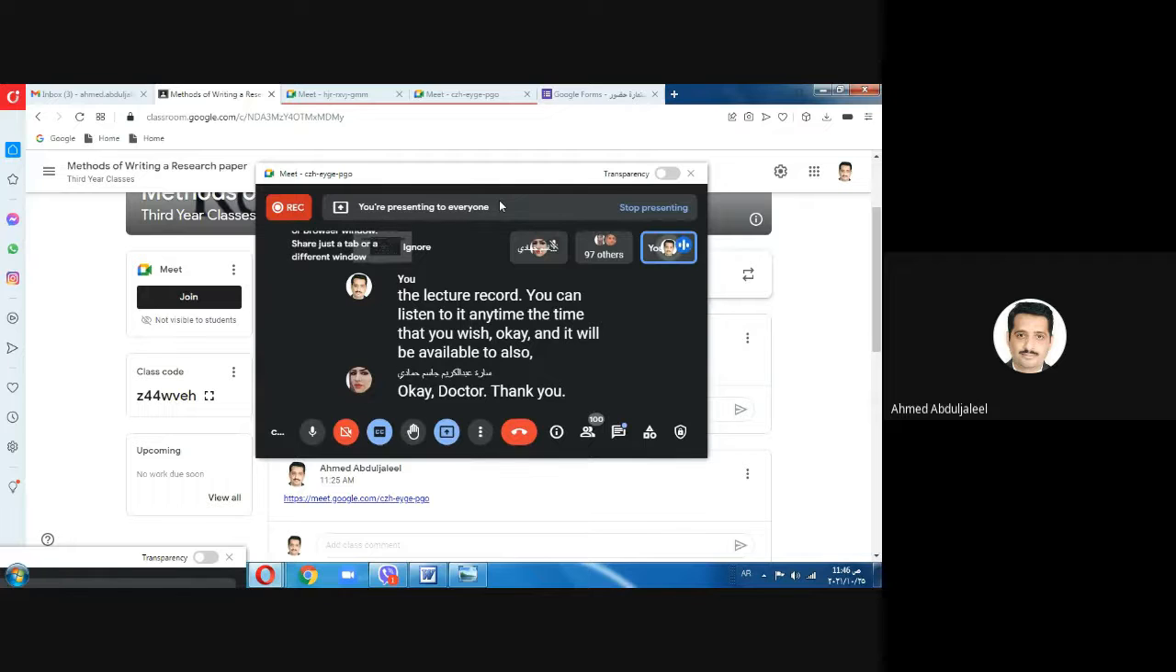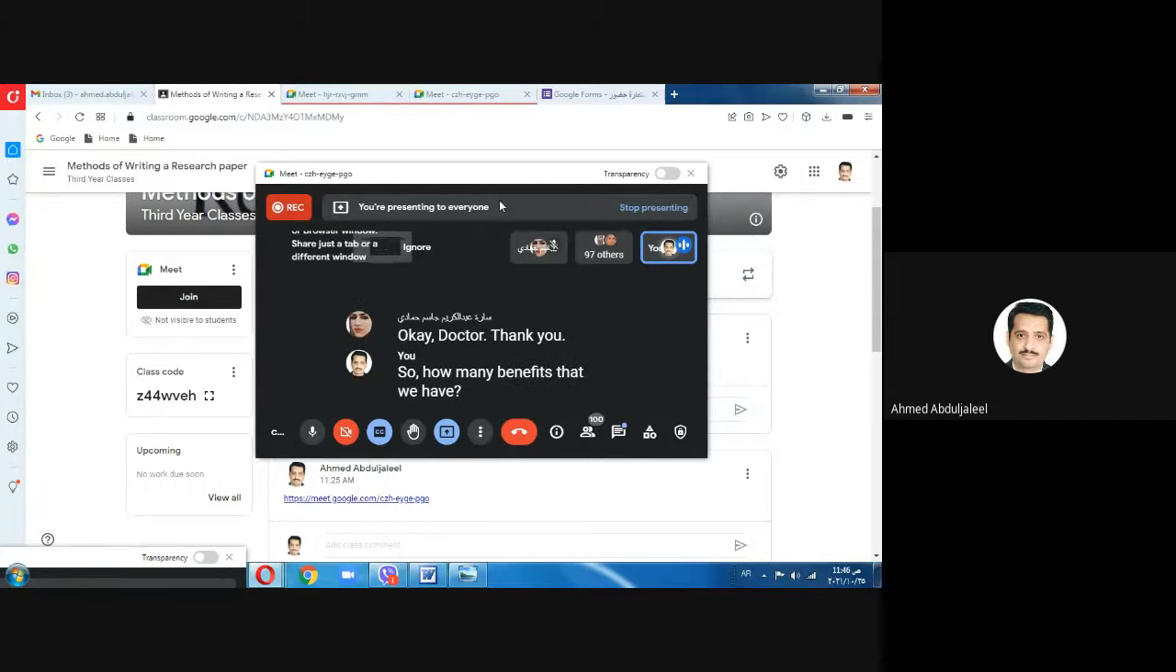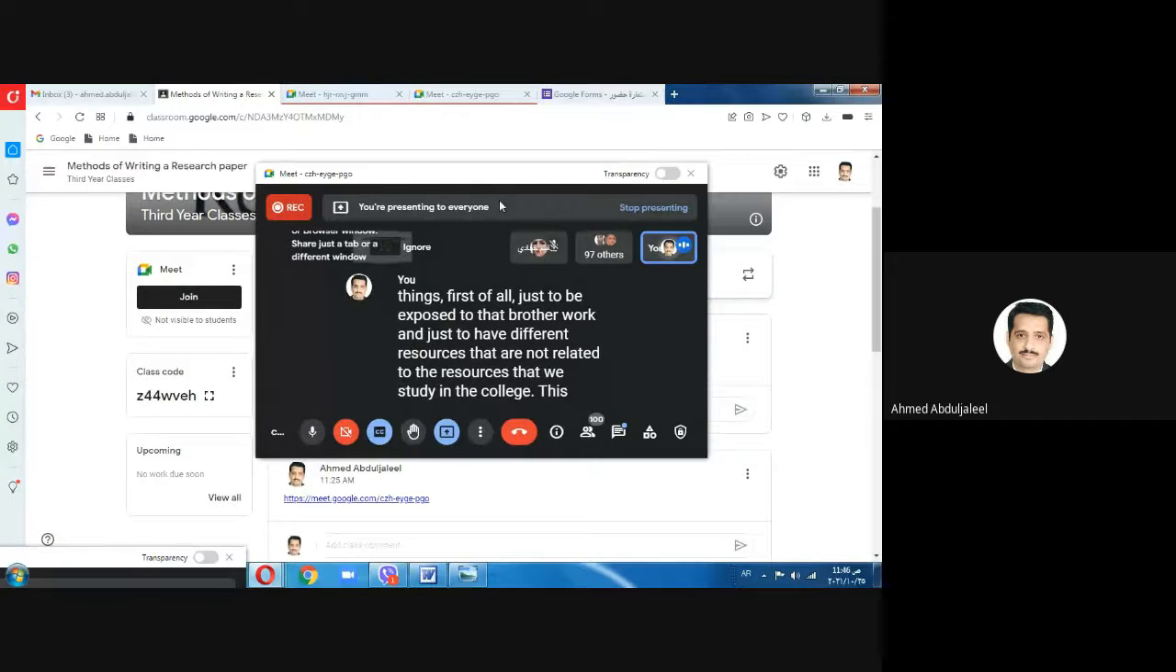So how many benefits do we have? Still, we have two things. First of all, just to be exposed to library work and just to have different resources that are not related to the resources that we study in the college. This is one. Second, it tells us how to select what is important. It means that it is an experience for the research worker just to have an idea how to differentiate what is important in the selected book.